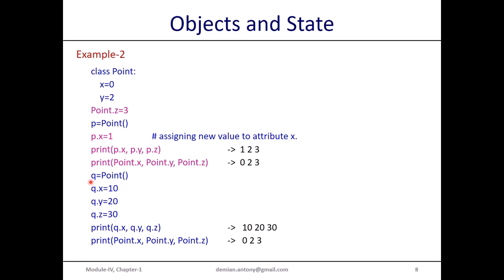Let me create one more object, that is q, and I'll assign the values 10, 20 and 30 respectively to x, y and z. And let's see, we print the values of x, y and z of q: 10, 20 and 30. So this is the state of this object q at this point during execution, and this is the state of the class or class object at this point, that is, it remains the same, 0, 2 and 3.